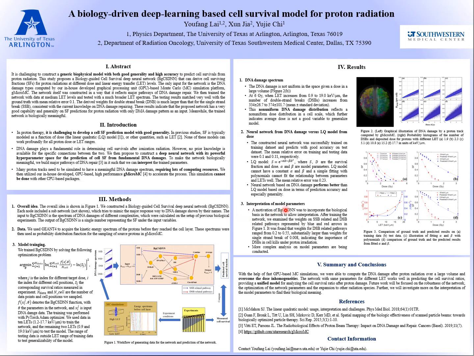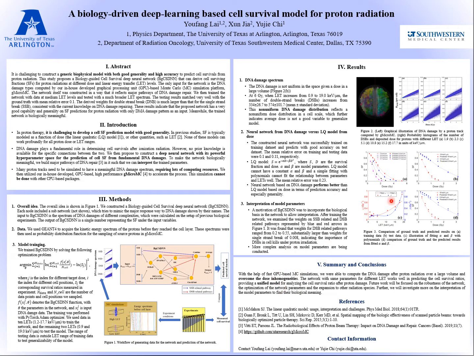Another important thing for this neural network is the interpretation. We then examined the network weights for the single-strand break related pathways and the double-strand break related pathways. We found the DSB related pathways are usually much larger than the single-strand break ones, indicating the importance of the double-strand break in cell kill under proton radiation.